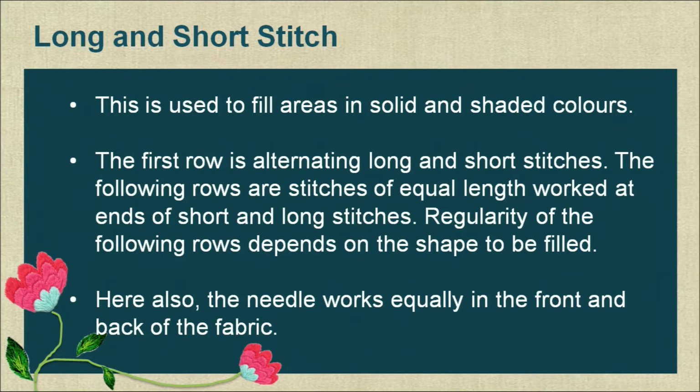The first row is alternating long and short stitches. The following rows are stitches of equal length which are worked in ends of short and long stitches. Regularity of the following rows depends on the shape to be filled. Here also the needle works equally in front and back of the fabric. So we have to plan the stitches in an area so they fit and fill it naturally and gracefully. It is helpful to mark with pencil the direction of the stitches.